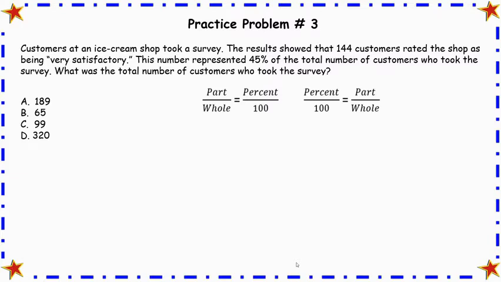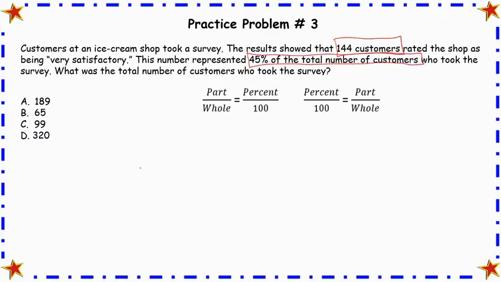Again, we're going to use this proportion setup in order to help us solve the problem. Let's start by pulling out that important information from our problem. We can see that the problem says the results showed that 144 customers rated the shop as very satisfactory. So that represents just a part of the customers who took the survey. It also tells us that this 144 customers represents 45% of the total number of customers.